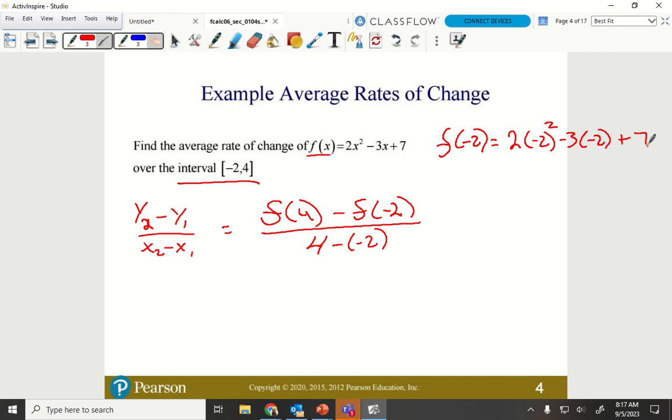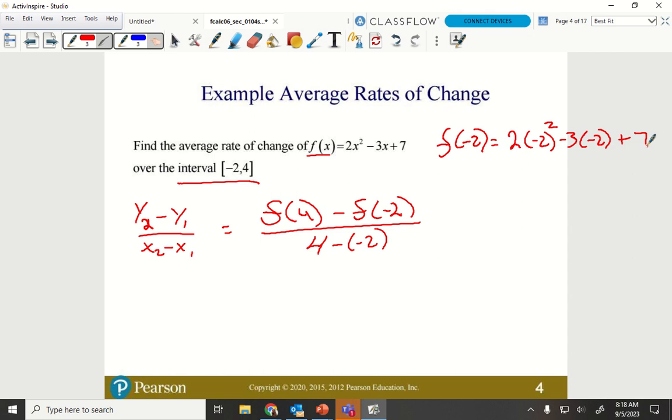Okay. So you took the two x coordinates and you plugged them in everywhere that there's an x. So f of -2 says everywhere there's an x, I'm going to plug in -2 instead of having the x. So that's going to give me -2 squared is 4 times 2 is 8. What's that going to be? 8 plus 6 is 14.